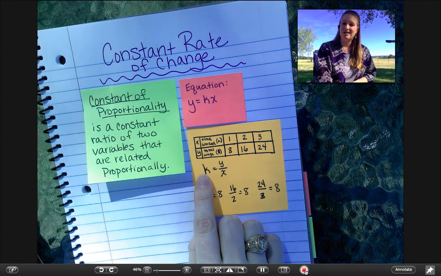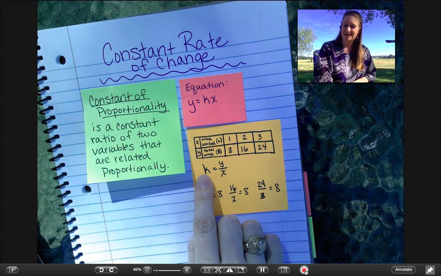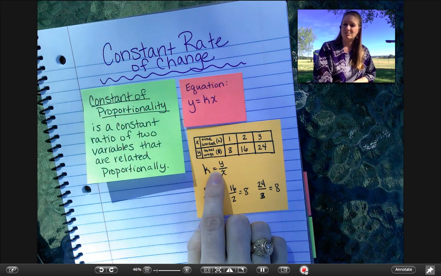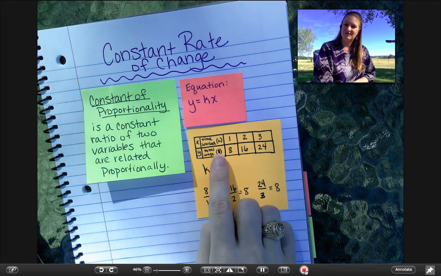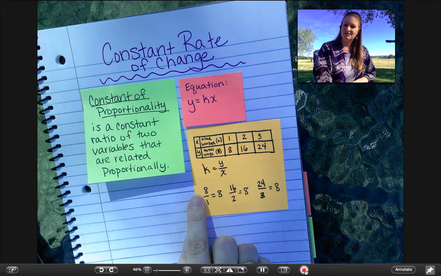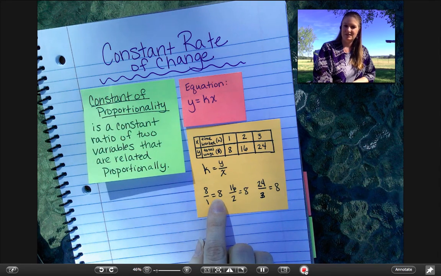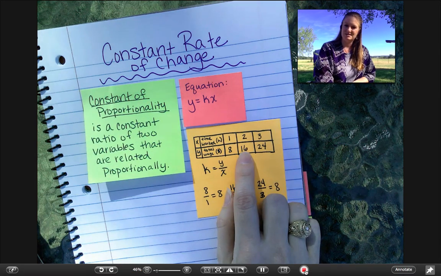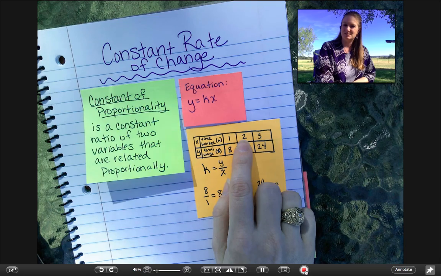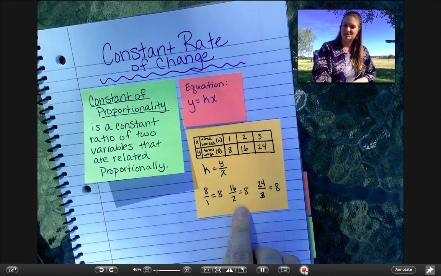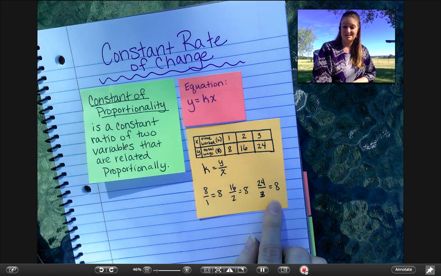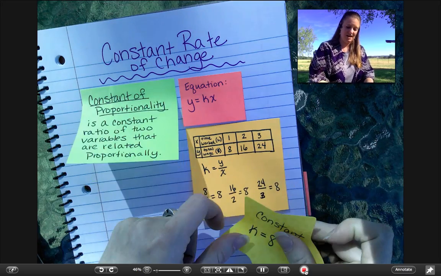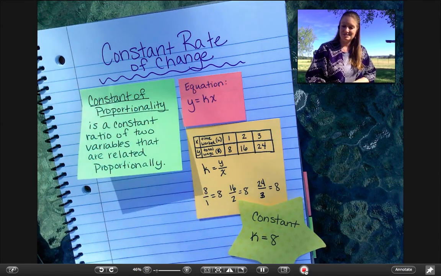The way we figure out our constant of proportionality, or k, is to divide our y values by our x values. Okay, so in this one, we took our 8, our y value, and divided it by our 1. So 8 divided by 1 gave us 8. So our k here would have been 8. And it works any way that you do it throughout the table, as long as you divide the y value by the corresponding x value. So 16 divided by 2 gives us 8. 24 divided by 3 also gives us 8. So our constant here, k, is 8.